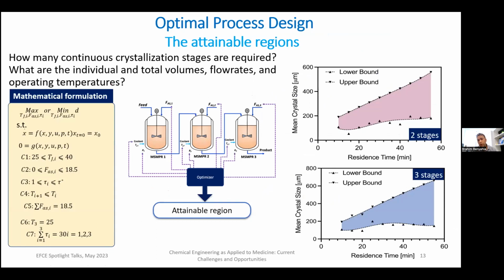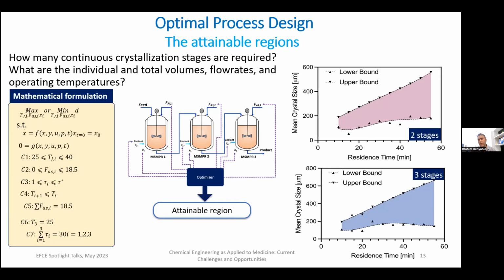Now that we have a good, reliable mathematical model, the next step is to use it for design. And again, design is one of the fundamentals of chemical engineering. One of the approaches we are using is the attainable region. In essence, the question we are trying to answer is how many continuous crystallization stages we may need, particularly in the context of moving from batch to continuous, and what are the individual and total volumes for each stage, what are the flow rates, particularly for anti-solvent crystallization, and operating temperatures.